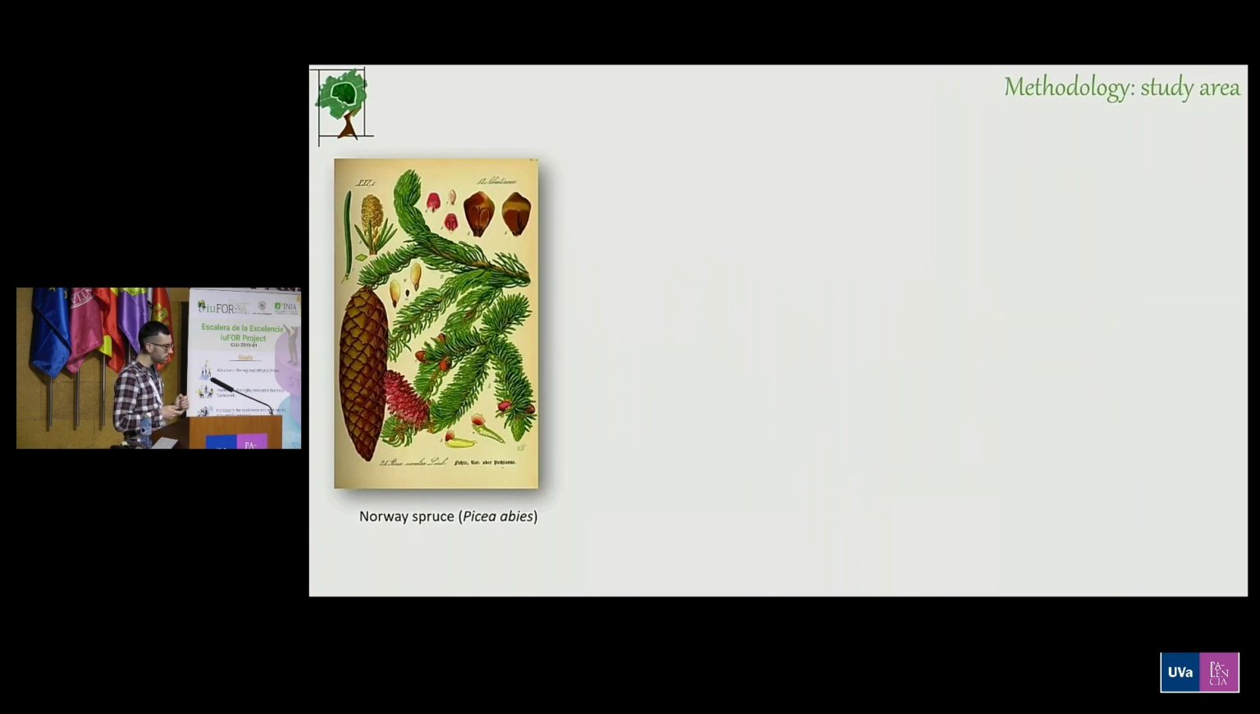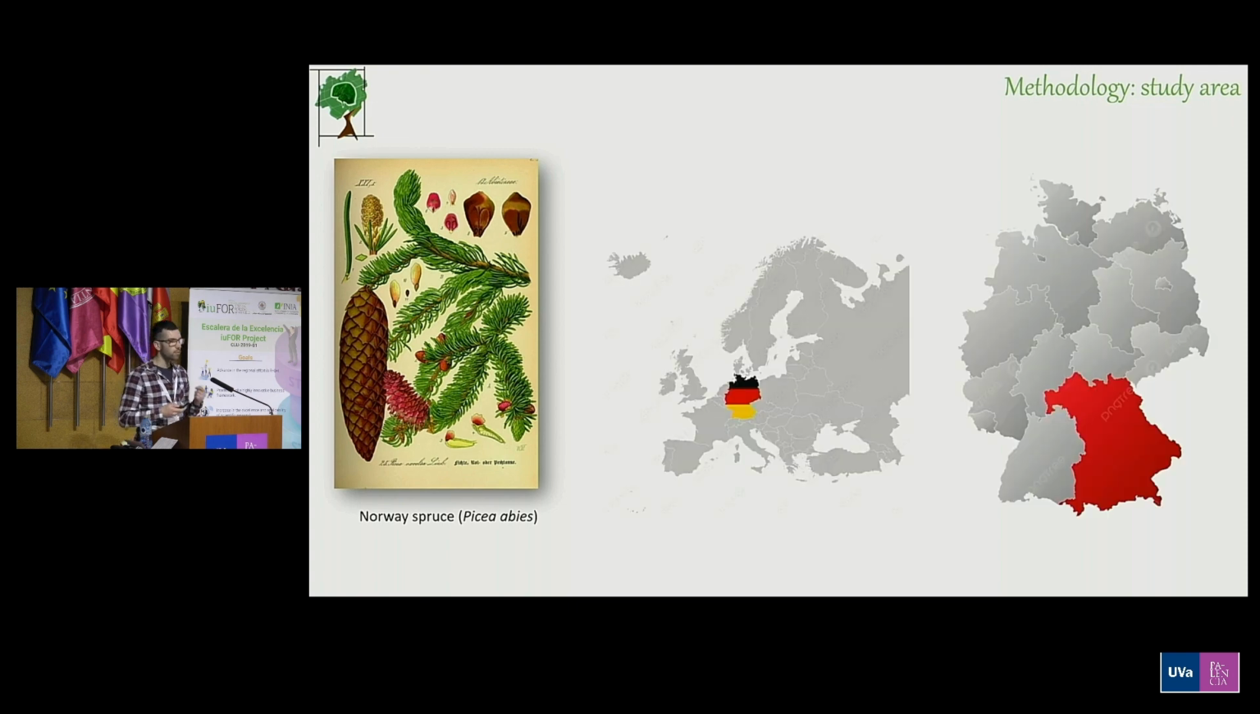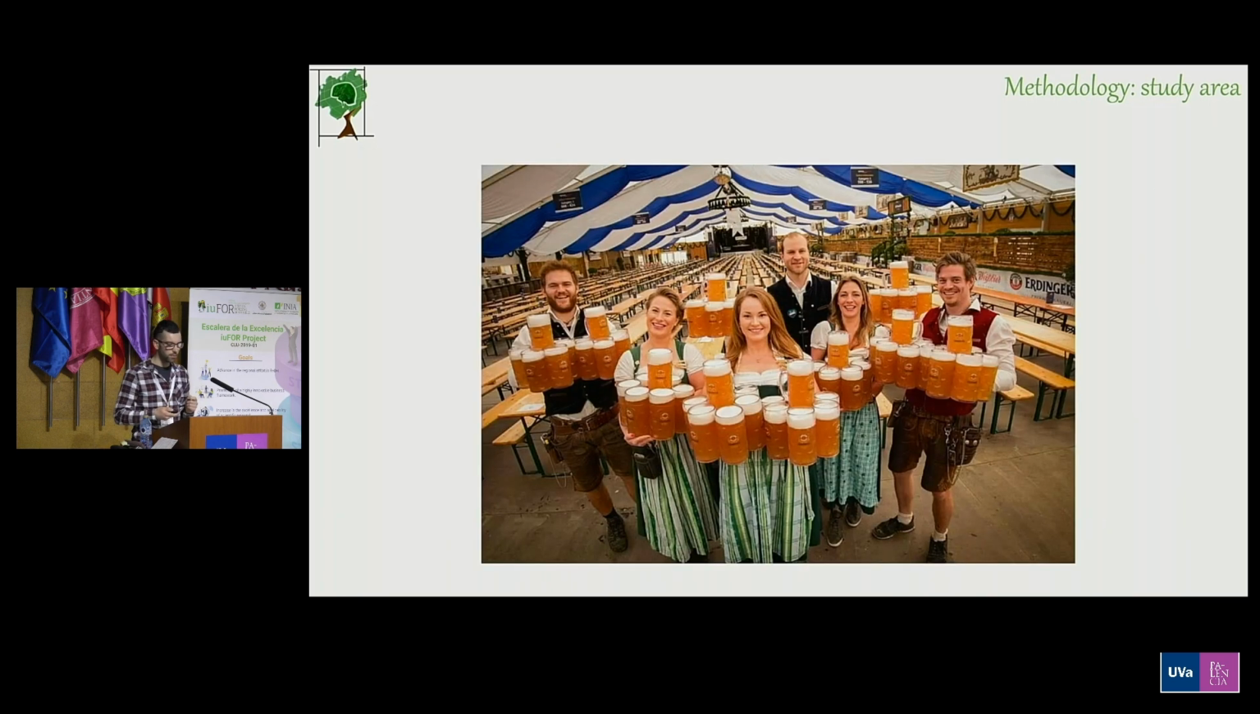For our data, we take different experimental plots of Norway spruce, all of them located in Germany, in a southern region of Bavaria. Maybe all of you know about that region because it is the place where the Oktoberfest is celebrated, and that's the reason why I moved there, to study that tree mortality stuff.